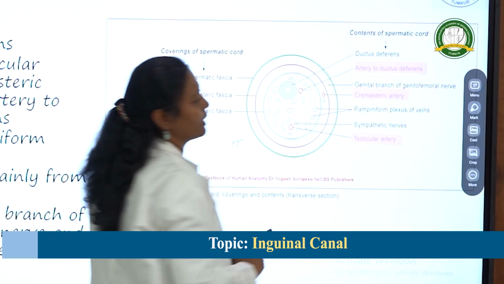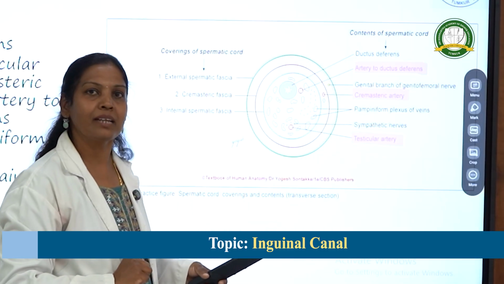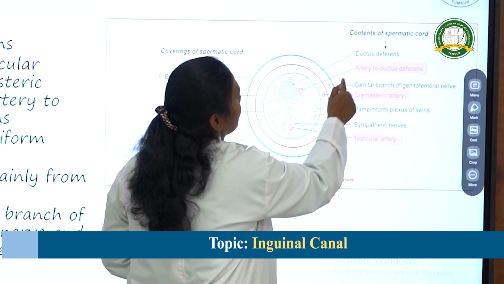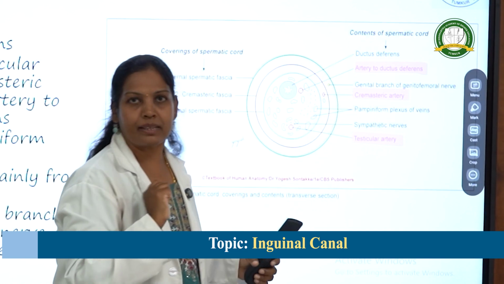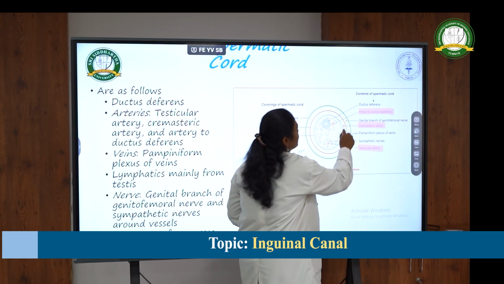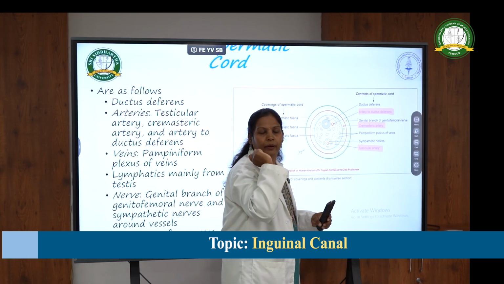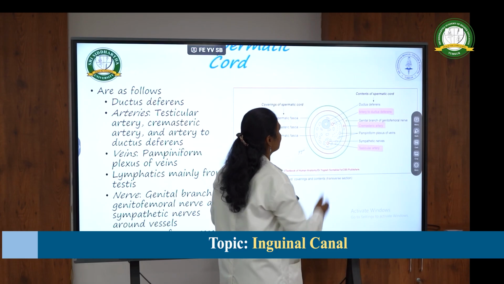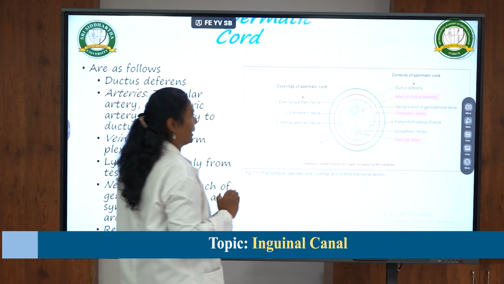First is the testicular artery. Okay, so it's a branch of the abdominal aorta, testicular artery. Then we have the artery to the ductus deferens. So it's a branch of the inferior epigastric artery. We also have cremasteric artery. Okay, so it's a branch of the inferior vesical artery. Okay, so these are the three arteries present in the spermatic cord.